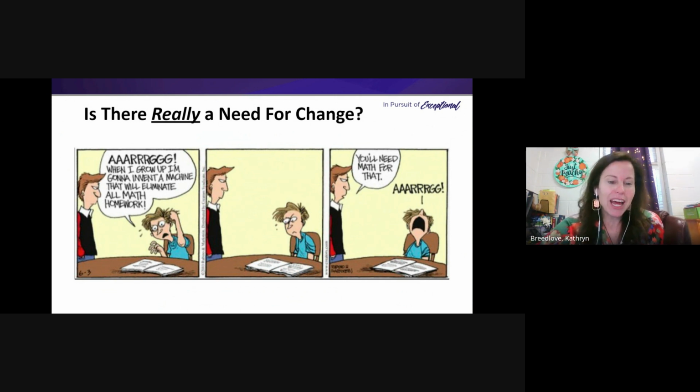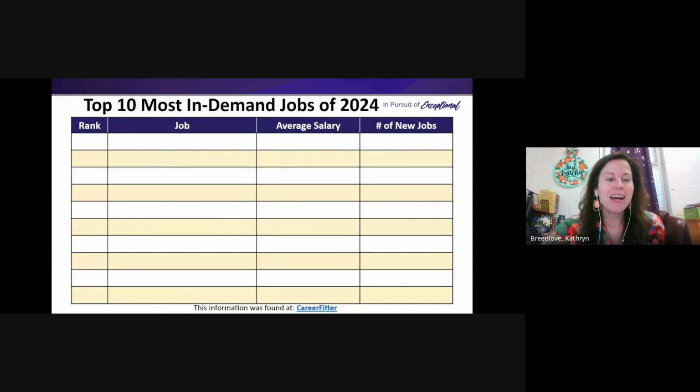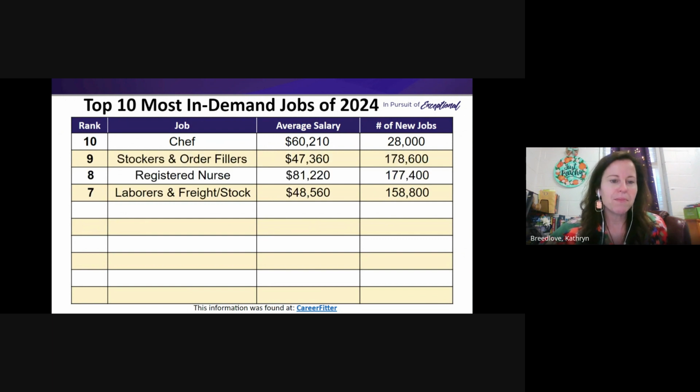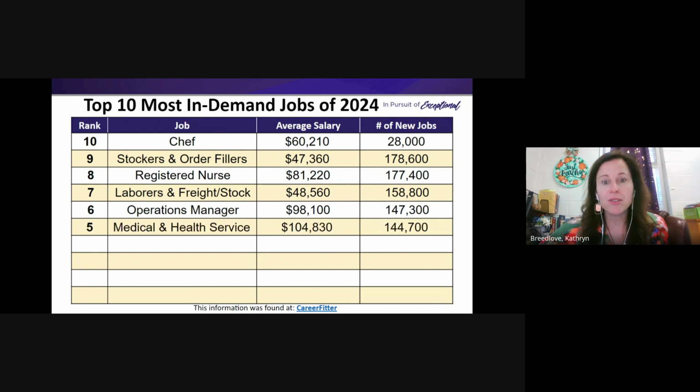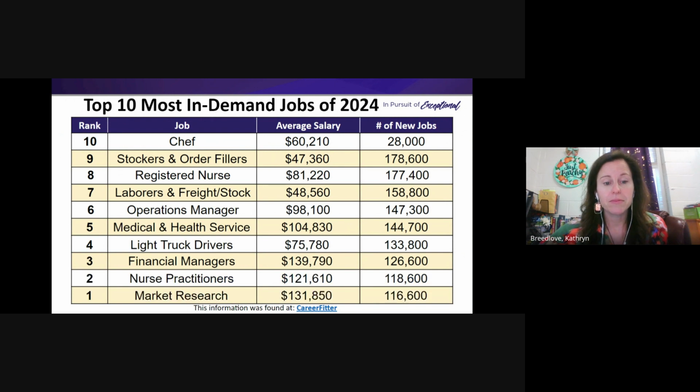Let's take a look at some of the top 10 most in-demand jobs of 2024. So I'm going to take a second. I'm just going to click through some of these, and I will chime in a little bit. You see the rank, the job, the average salary, and the number of new jobs in 2024. So that's this year. Take a second and just reflect over those. What skills are needed for these different positions?